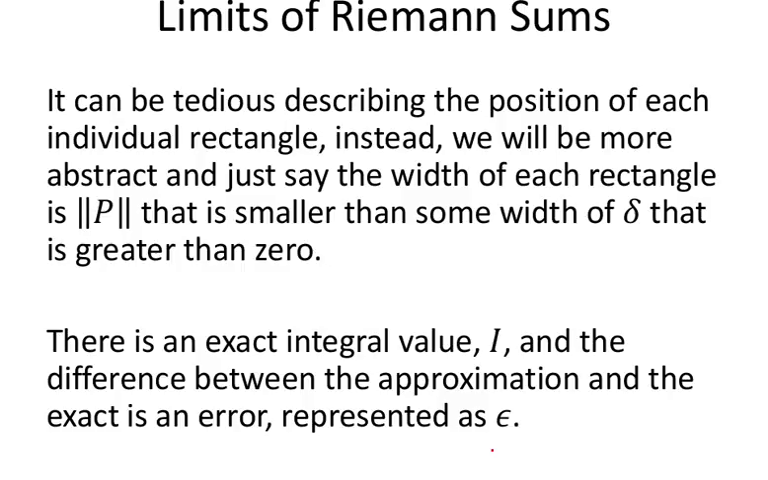And so there is actually an exact integral value known as I, and you haven't really seen too much of how you figure out the value of I, but as you have more and more of these rectangles of these partition widths, you'll get to more closely approximate the value of I. And the difference between the sum of all these rectangles and I is an error, and that's represented by this epsilon. It looks like a little e, which I think is why they chose that symbol to represent error.